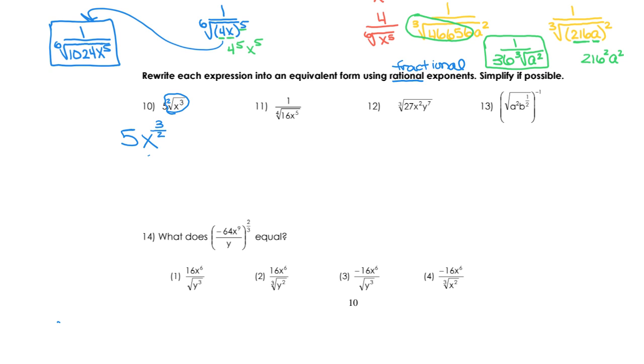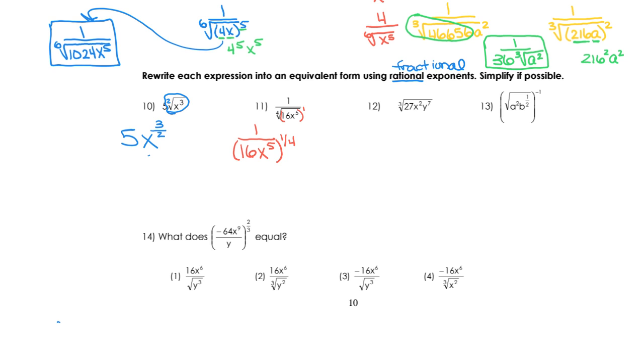Number 11. I'm going to go ahead and rewrite this. So this is going to be 1 over 16x to the 5th. So we're going to have 16x to the 5th. But it's all underneath the radical, so we're going to bring back our parentheses. Okay. And if you think about it, there's really a 1 here, and so that's going to be our 1/4 power.